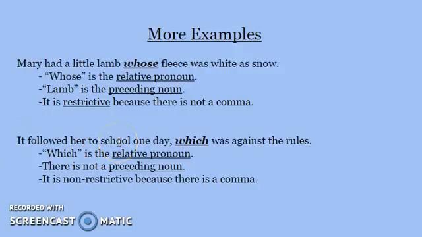It followed her to school one day, which was against the rules. Which is the relative pronoun. There is not a preceding noun. It is non-restrictive because there is a comma. Okay, so pause, fill in your notes, and we will go on to the guided practice.